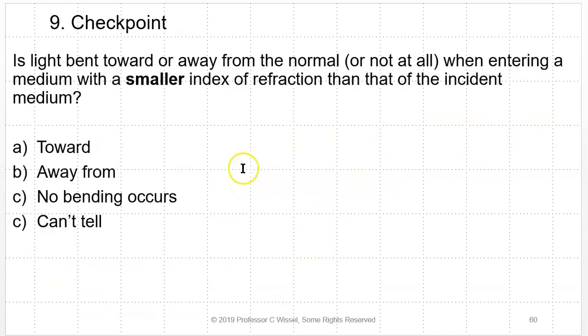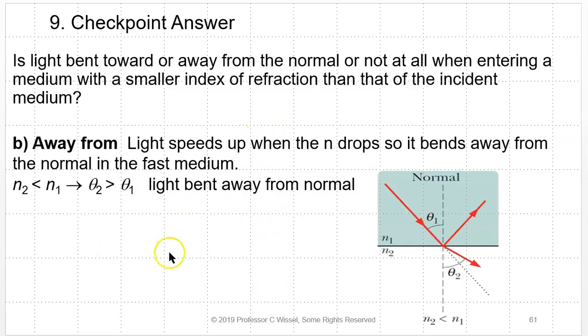Is light bent toward or away from the normal or not at all when entering a medium with a smaller index of refraction than that of the incident medium? It's going to speed up. If the index of refraction drops, the light will speed up. That means it can bend away from the normal, because it can afford to take a longer path through the material and still get there fast.